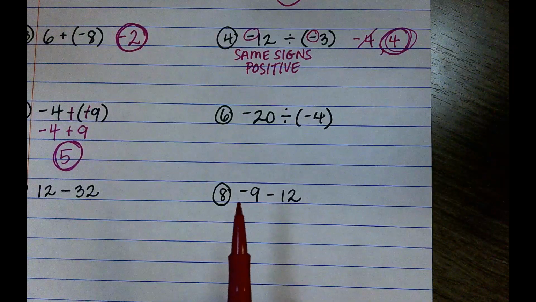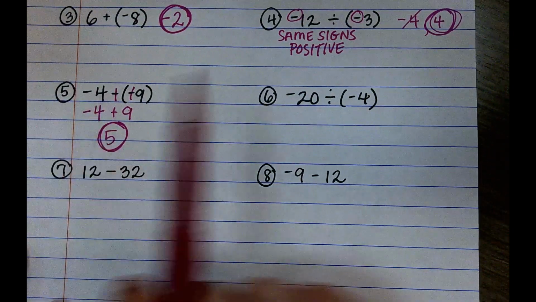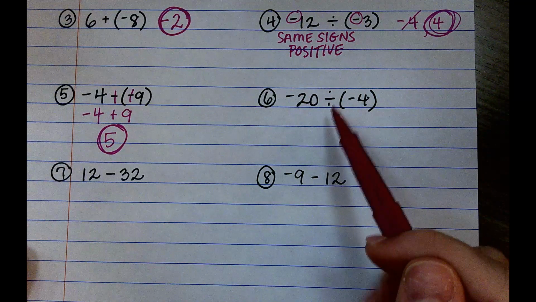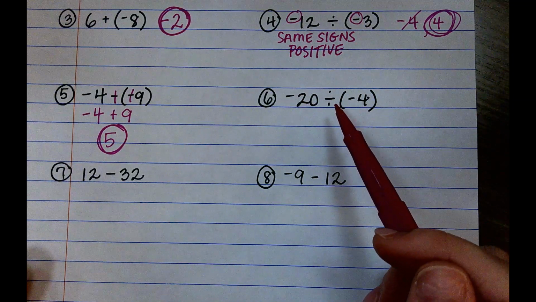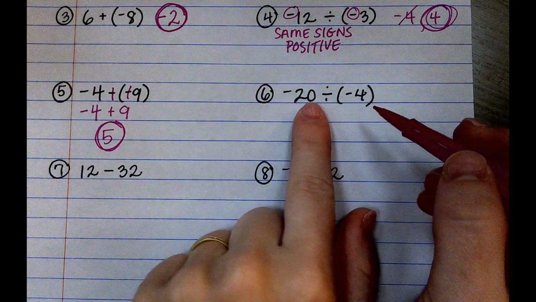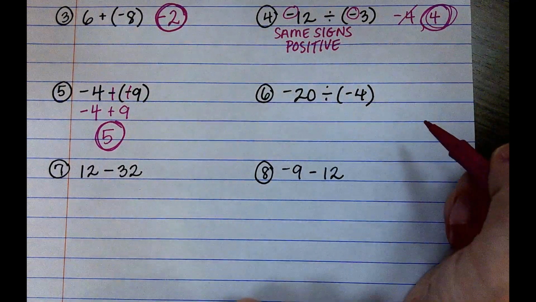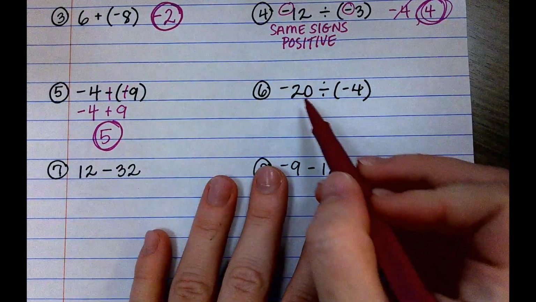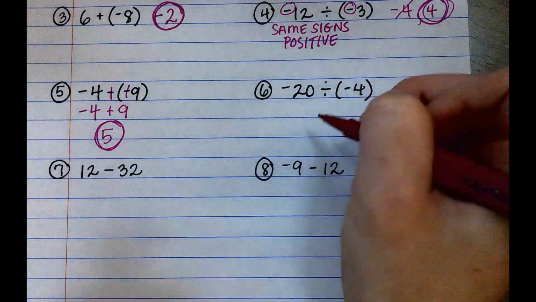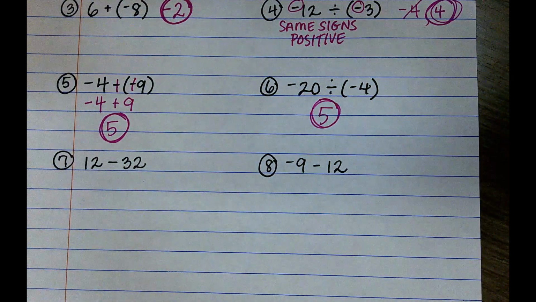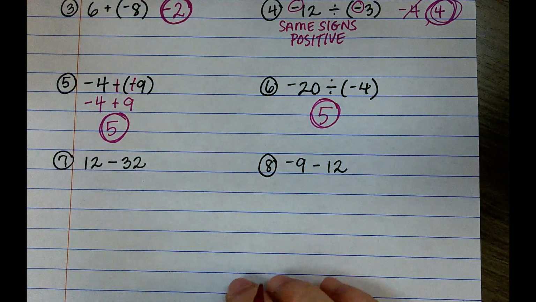Number 5 we already did. Let's look at number 6. What operation is this? Division. Same signs or different signs? Same signs. So will our answer be positive or negative? Positive. 20 divided by 4 is +5. Good. Very nice.